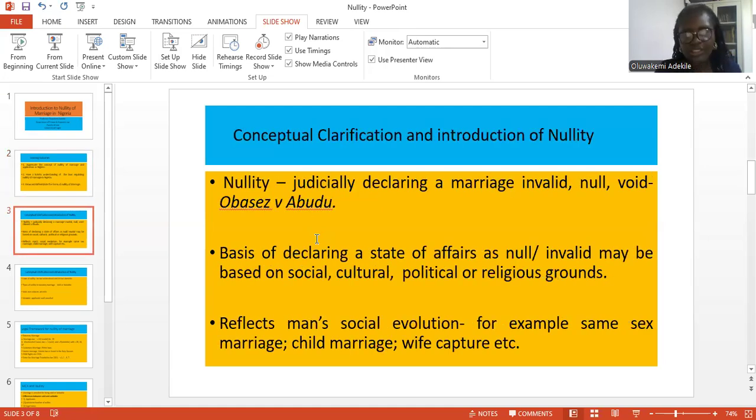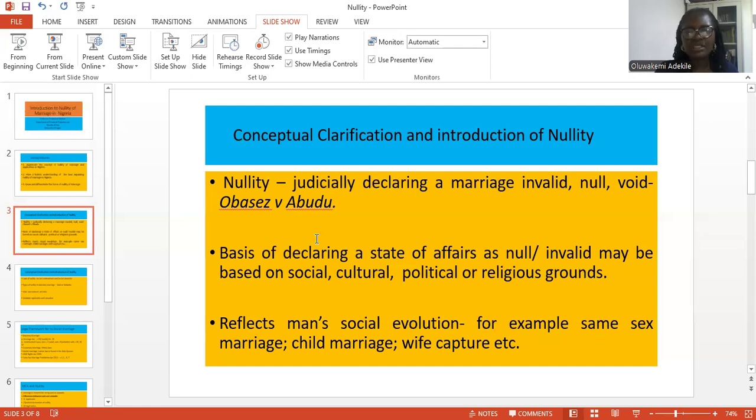When we talk about nullity of marriage, we are talking about a situation where you say that a marriage does not exist, or was existing before, but now it has been annulled. Usually you have a court declaring a marriage as invalid, null or void. And when we say something is null and void in law, we are talking about the fact that it does not exist. There's a voidness, there's a vacuum. It does not really exist under the law.